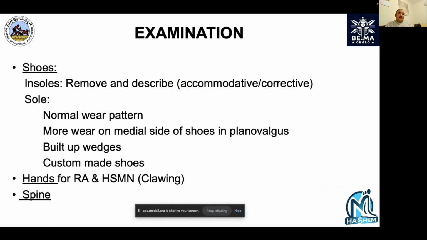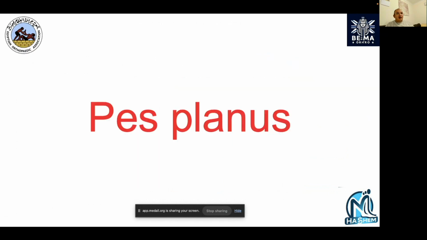if there are custom-made shoes or not. Have a look at the hand if you're suspecting the patient has rheumatoid arthritis or hereditary sensory motor neuropathy or Charcot-Marie-Tooth. And have a look at the spine if the patient has back pain or any history of a spine problem, especially in young adults. You need to exclude any spinal dysraphism, spina bifida, or any spinal surgery.